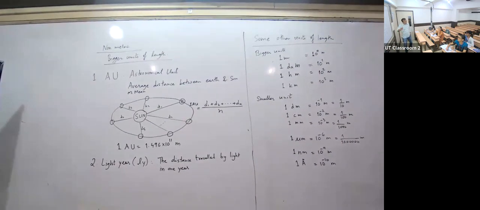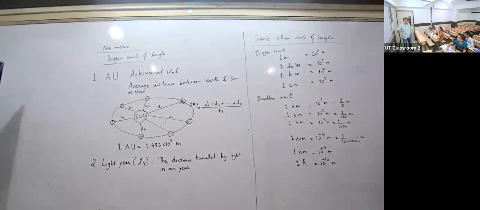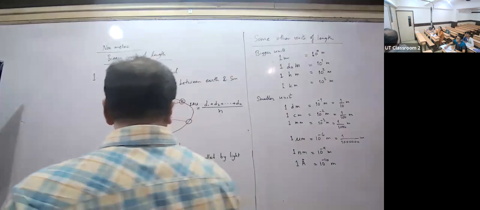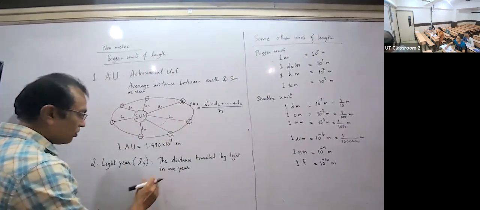Children make a mistake. Sometimes this question is also asked: light year is a unit of time, true or false? False. Because year is the unit of time, not light year. So how much will one light year be?